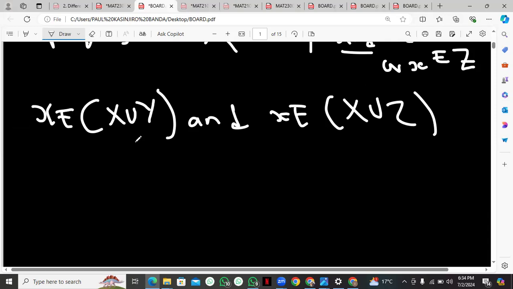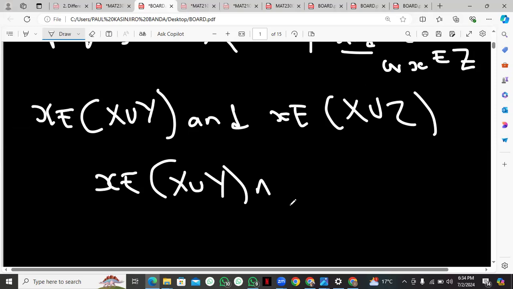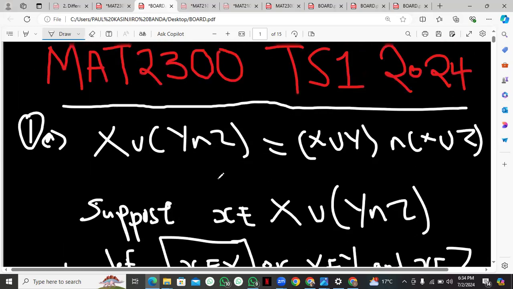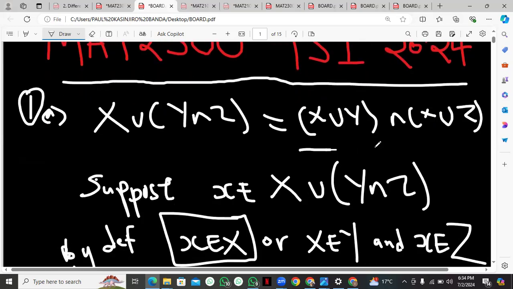Okay, so from this, we see that X is actually a member of X union Y intersection X union Z. Okay, so this is what we have. And when we reach here, we realize that what we have here now is what we had on the right-hand side, right? If I could go back here, when we started the proof, what we had there is this now, okay?